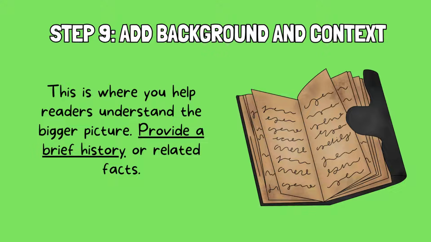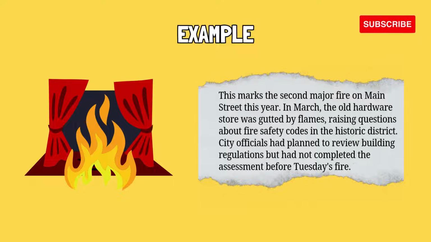Provide a brief history or related facts, linked to past developments if they're relevant. For our theater fire story, you might write, "This marks the second major fire on Main Street this year. In March, the old hardware store was gutted by flames, raising questions about fire safety codes in the historic district. City officials had planned to review building regulations, but had not completed the assessment before Tuesday's fire." This context helps readers understand that this isn't an isolated incident. It's part of a larger pattern that deserves attention.